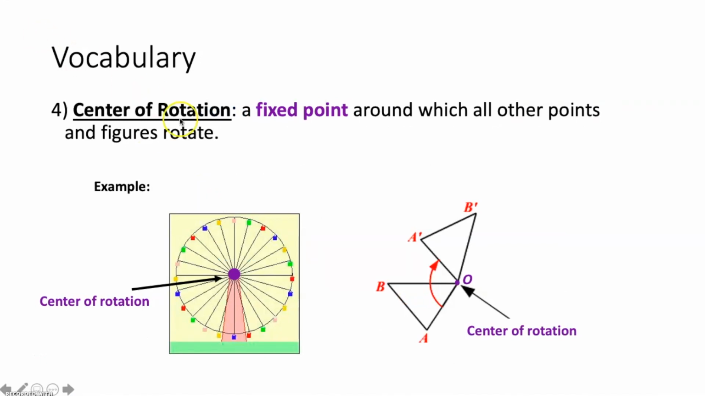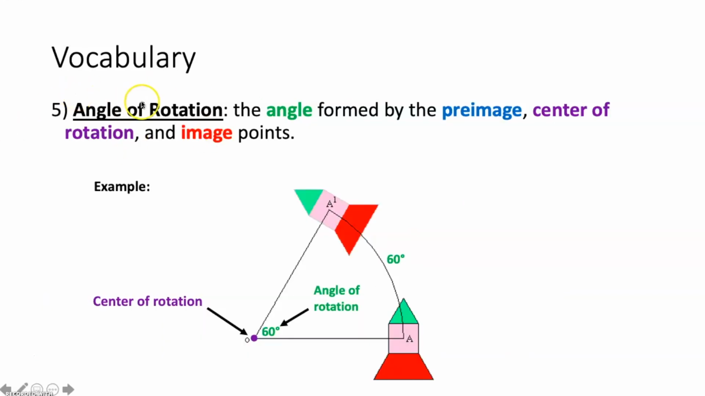Next thing we're going to talk about is the center of rotation. That's a fixed point around which all other points and figures rotate. So if we're looking at this Ferris wheel, the center of the Ferris wheel would be the center of rotation because all other points rotate about that center of rotation. Over here we have triangle AOB, and if we were to rotate it about point O, we would get triangle A prime, B prime, O. Now the reason O doesn't rotate anywhere is because it is the center of rotation, and we'll talk about that more later on.